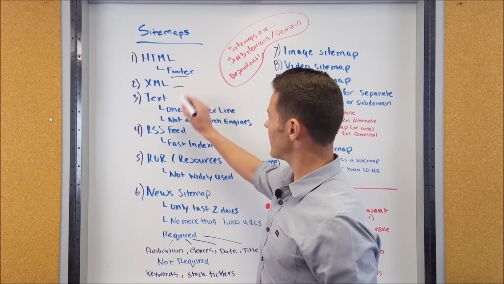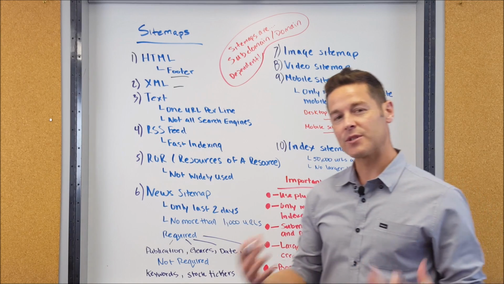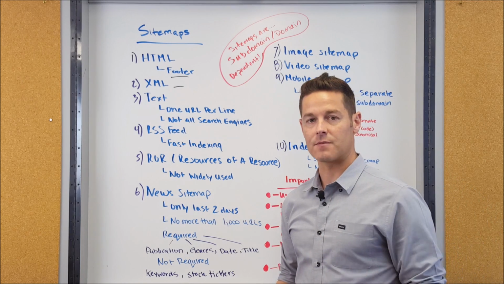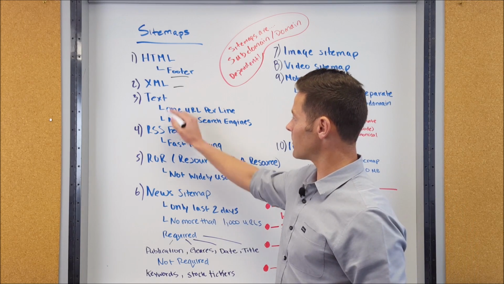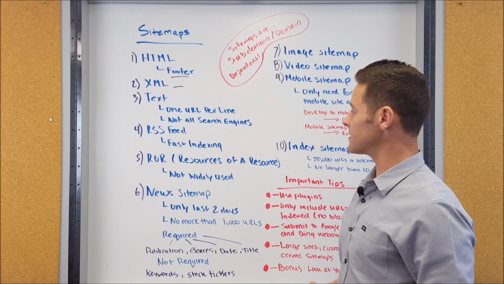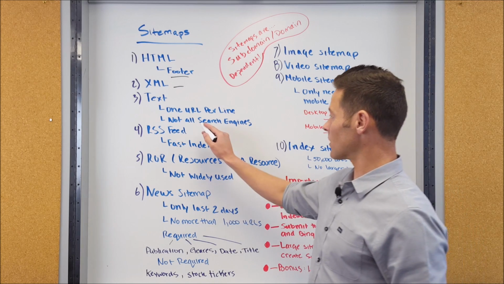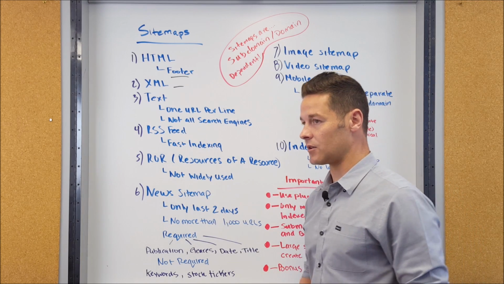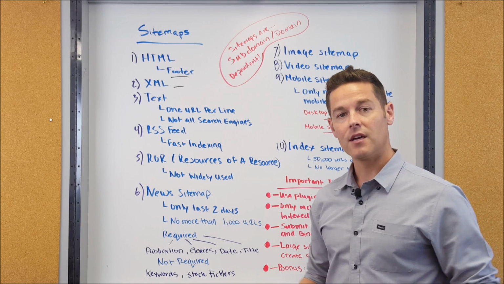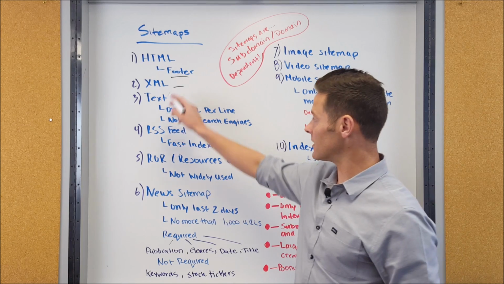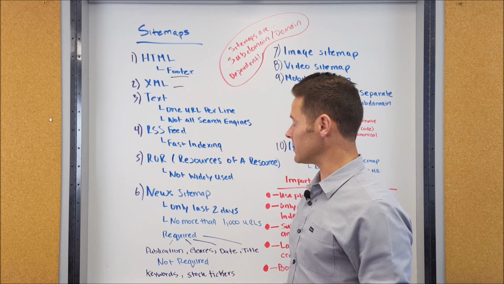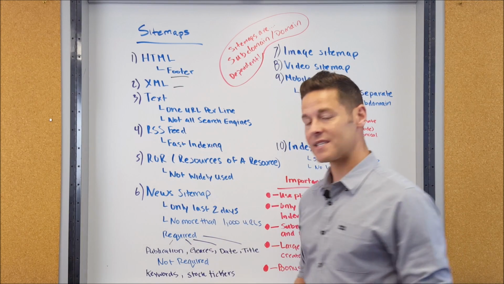Also, there's the basic XML sitemap. That's the most standard type of sitemap that you submit to Google Search Console. There's a text sitemap where you can just do a text file, and generally you do one URL per line, but it's actually not used by all search engines. In fact, Yahoo generally doesn't look at text sitemaps. The best one is going to be the XML generally, but another one is the RSS Feed Sitemap.